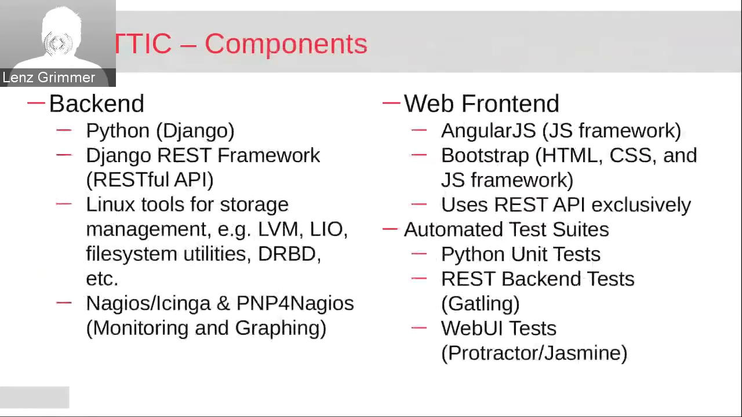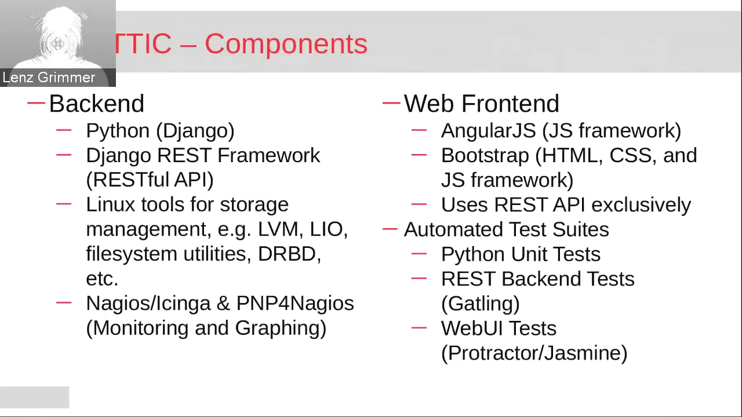Getting a bit more deeply into the technical components that OpenATTIC consists of, the backend itself is written in Python. We use the Django application server and the Django REST framework on top to provide the API. Django doesn't do any serving of web pages. The web UI is a separate piece of JavaScript, which is written in AngularJS using the Bootstrap framework.